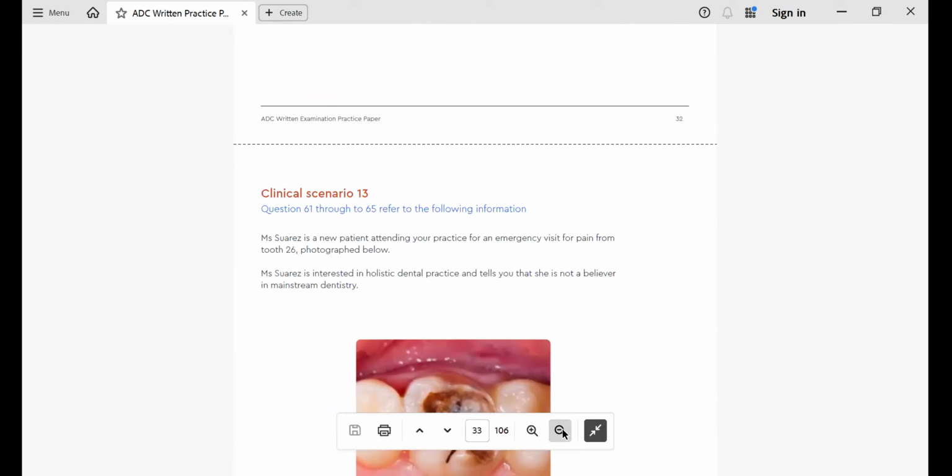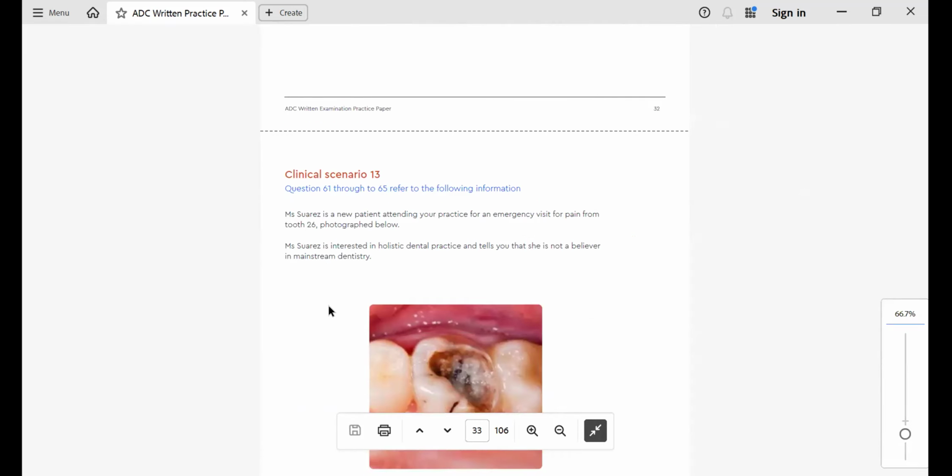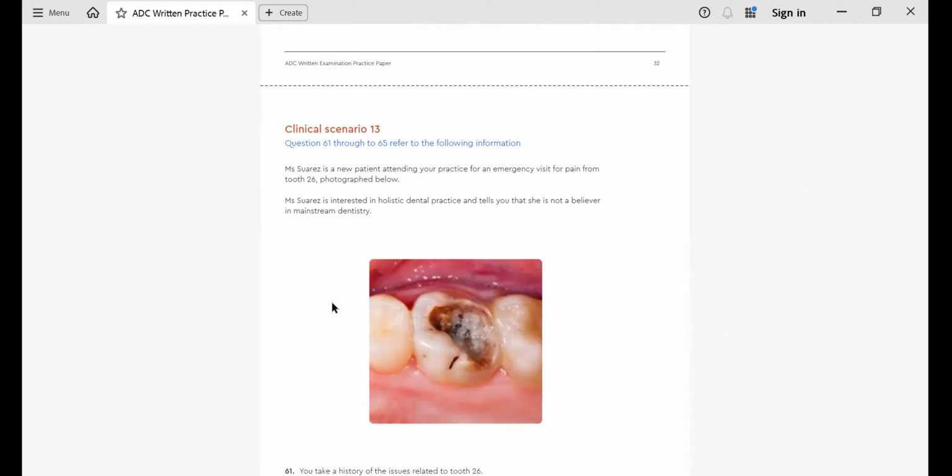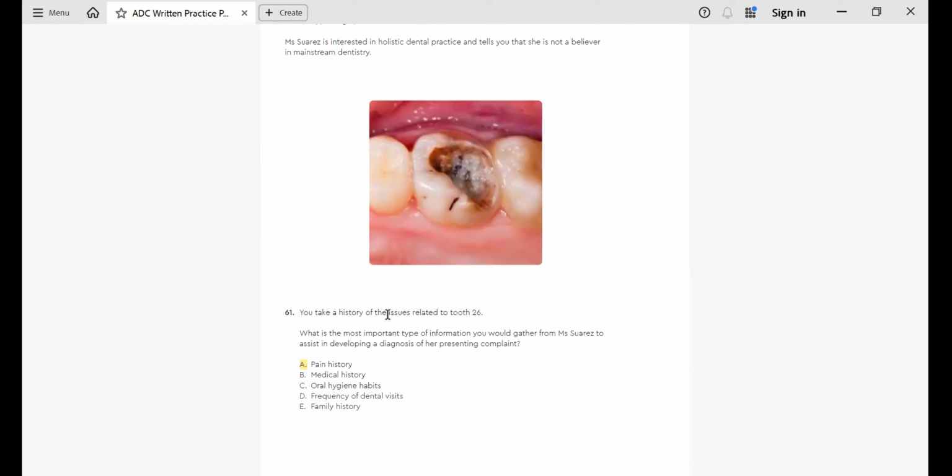What we have, the next case, Suarez, pain in tooth 2/6. Not a believer of mainstream dentistry, wants holistic dental practice. You take a history of the issues related to tooth 2/6. What is the most important type of information you would gather from Ms. Suarez to assist in developing a diagnosis of her presenting complaint? Pain history, of course, which will tell you where you are leading the case towards or where you're leading to the diagnosis.